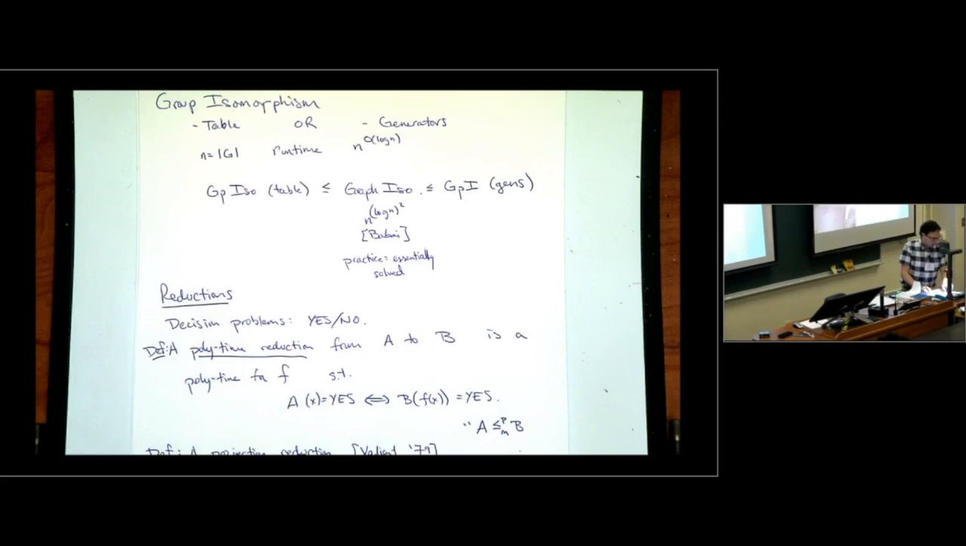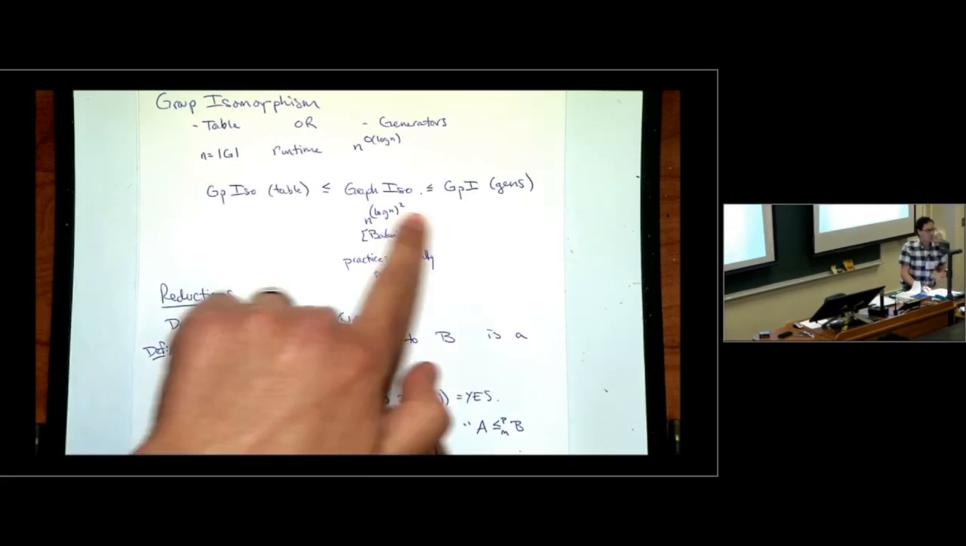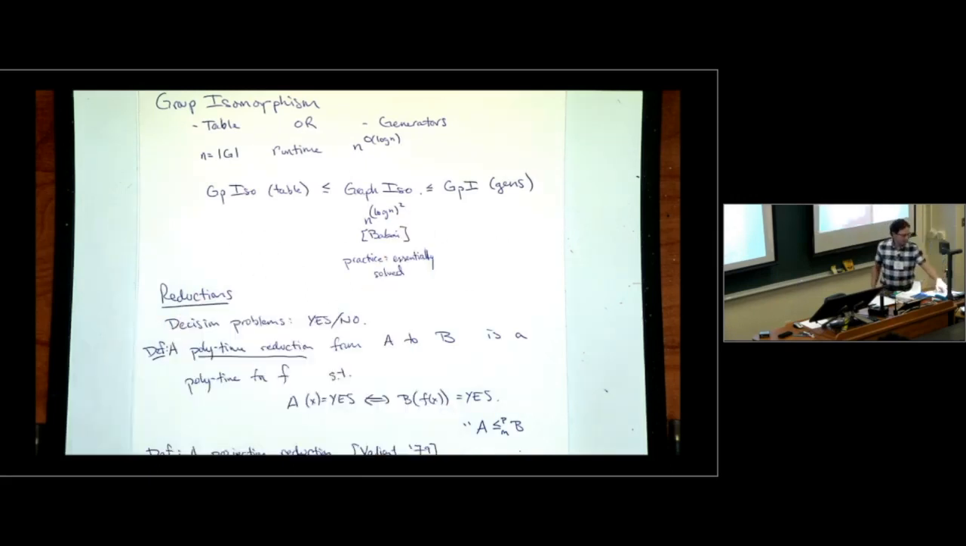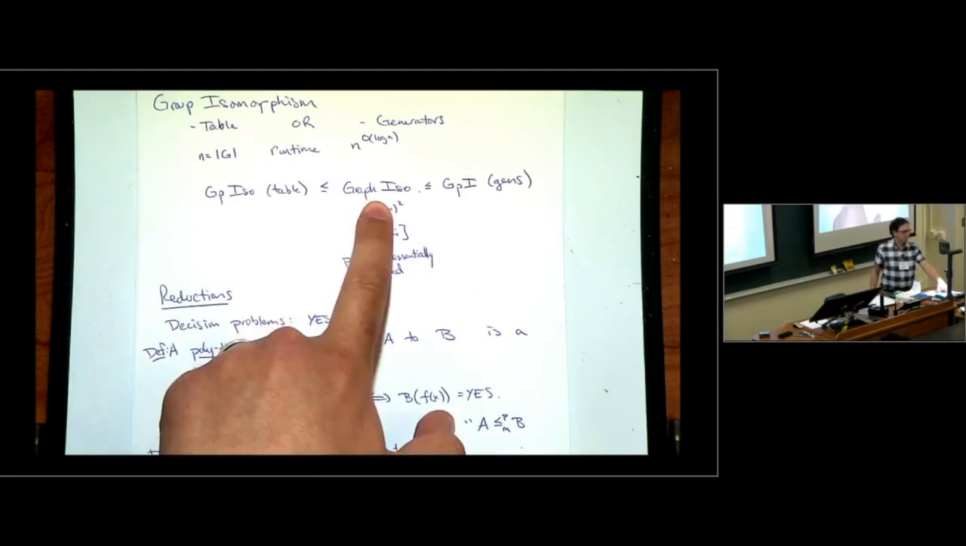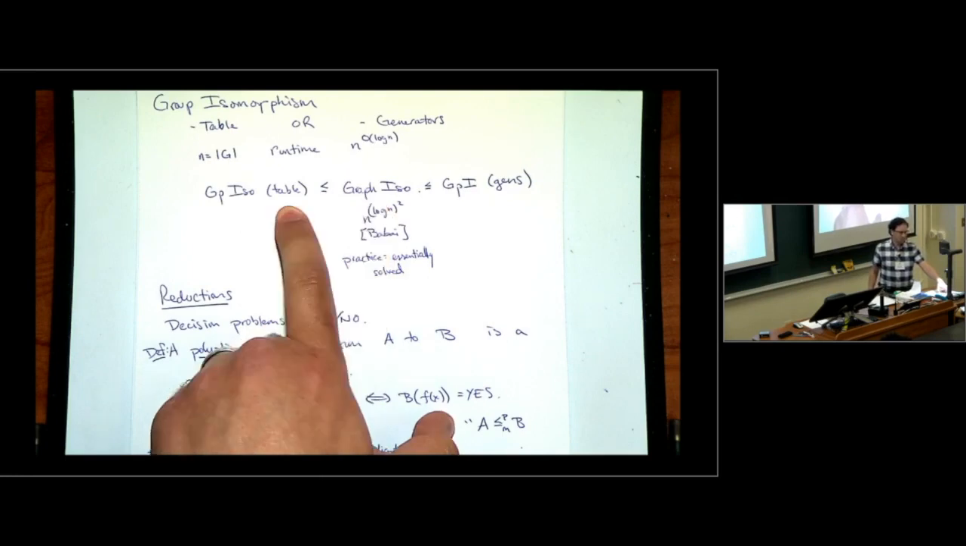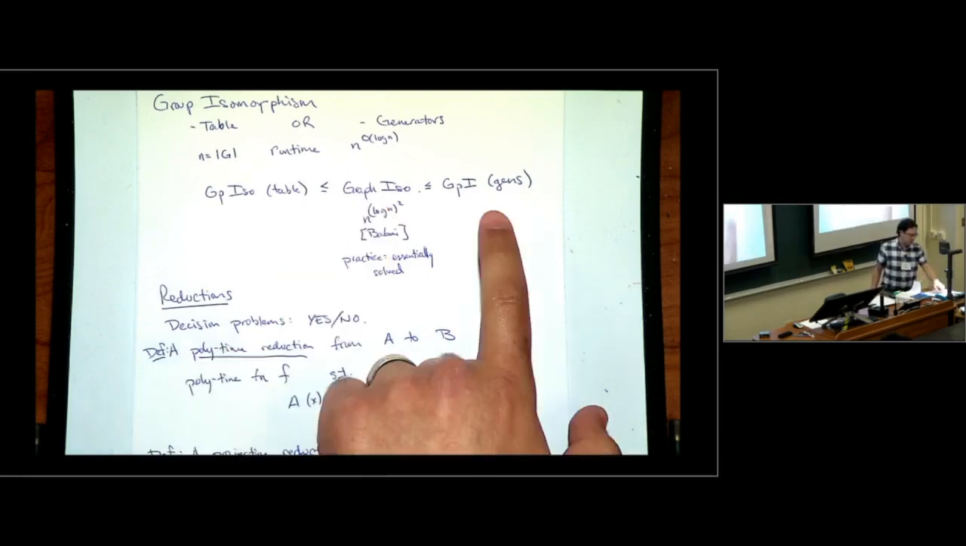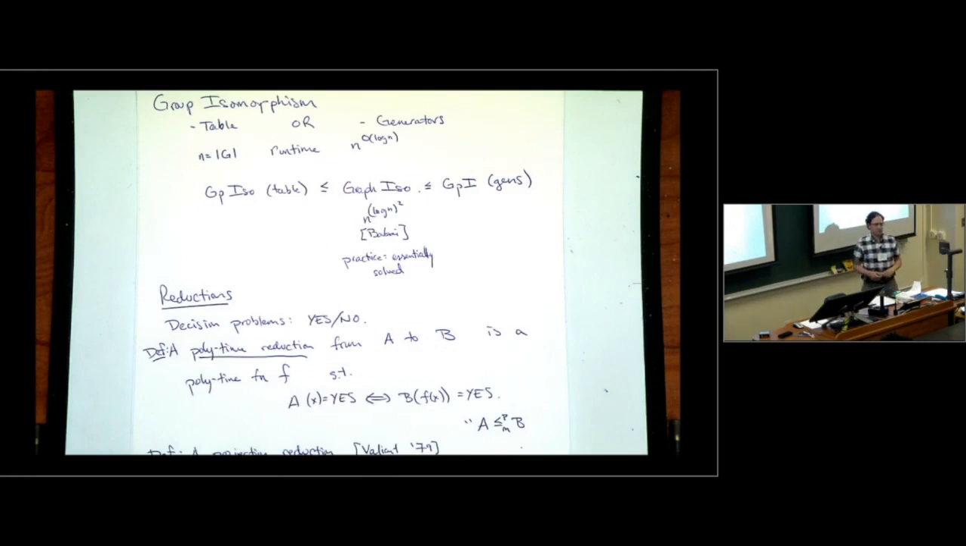So I don't know the complexity of any of these problems, but I can say, because I have proven reductions here, that graph isomorphism is at least as hard as group isomorphism up to polynomials when groups are given by tables, and when groups are given by generators, that's at least as hard as graph isomorphism. And it's natural to ask, well, are there reductions the other ways? Maybe all three of these problems are equivalent under polytime reductions.